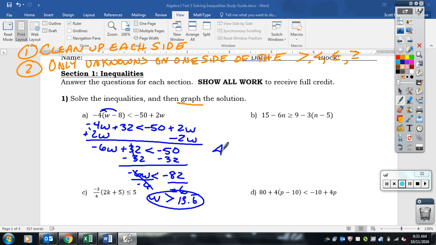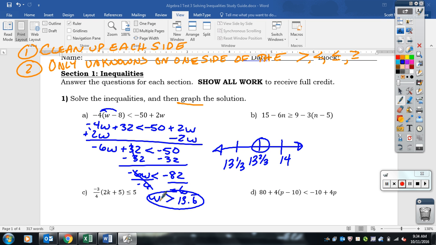So let's graph this guy. We can do this a whole bunch of ways. The fractions aren't great. This is 13 and 2/3. I'm going to make this 14. I'm going to make this 13 and 1/3. Not really a great example of it. Either way, open circle.